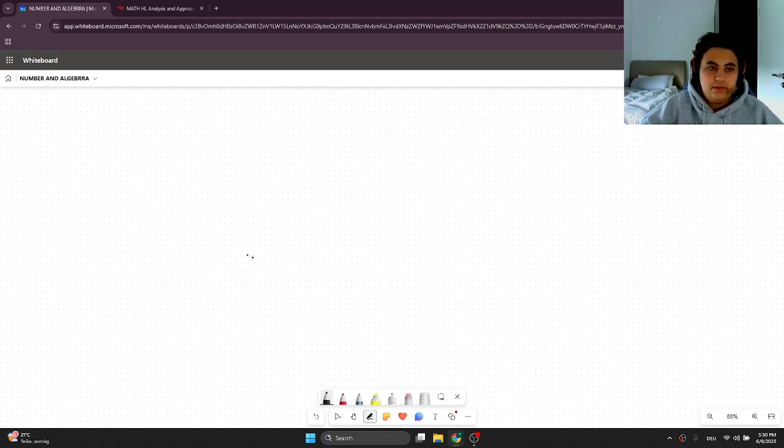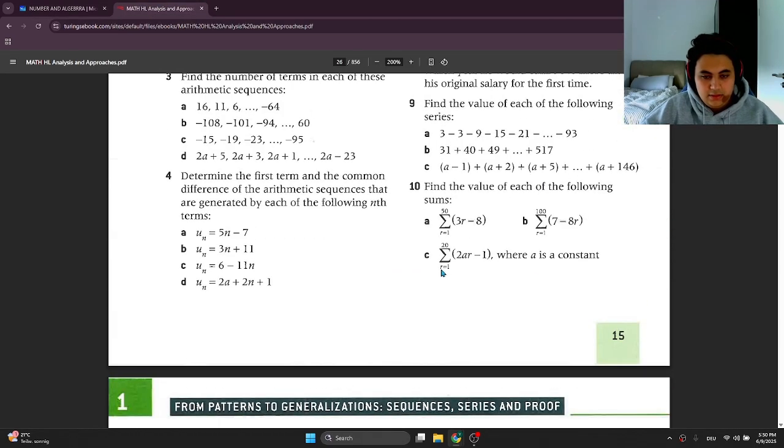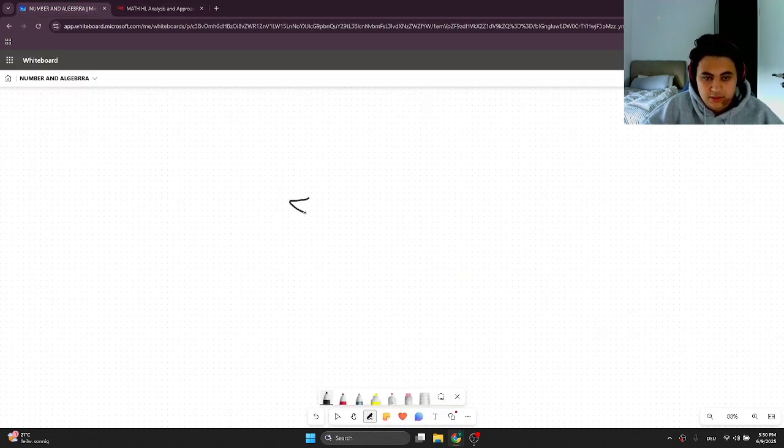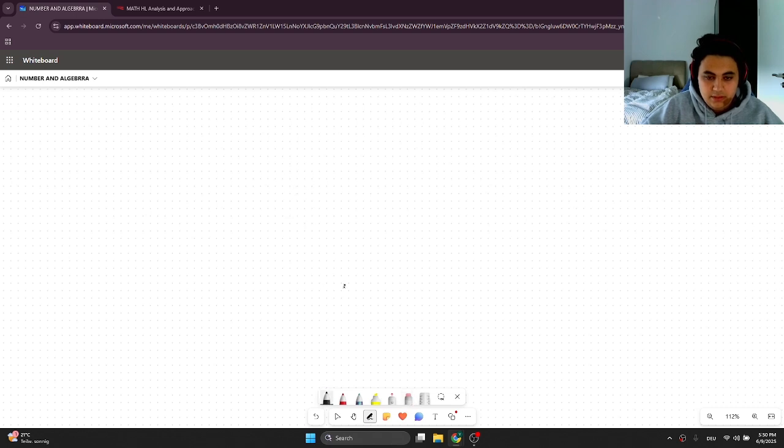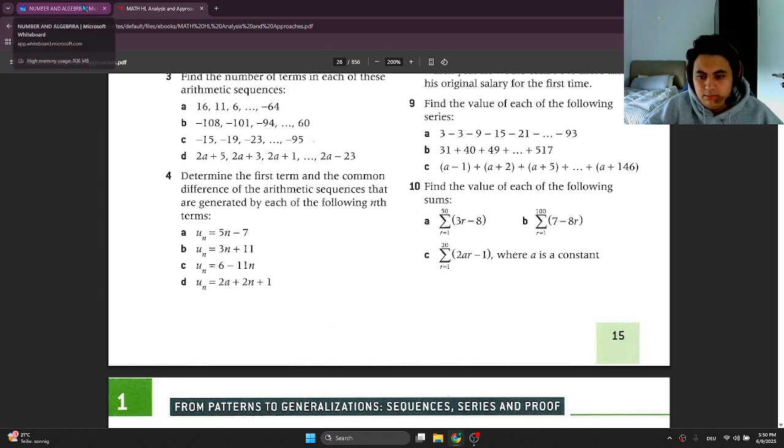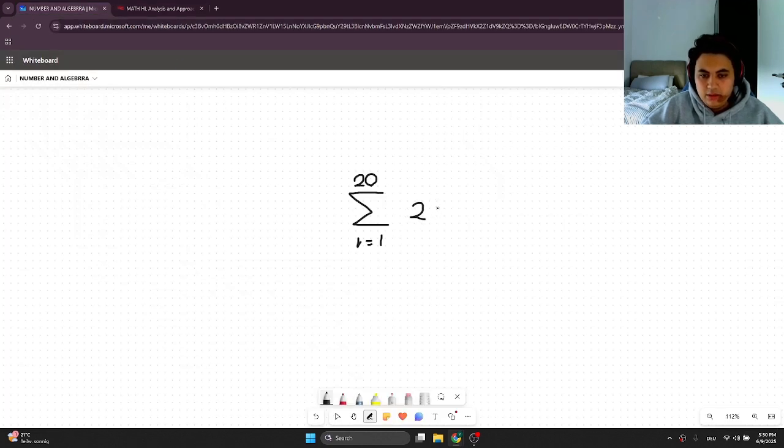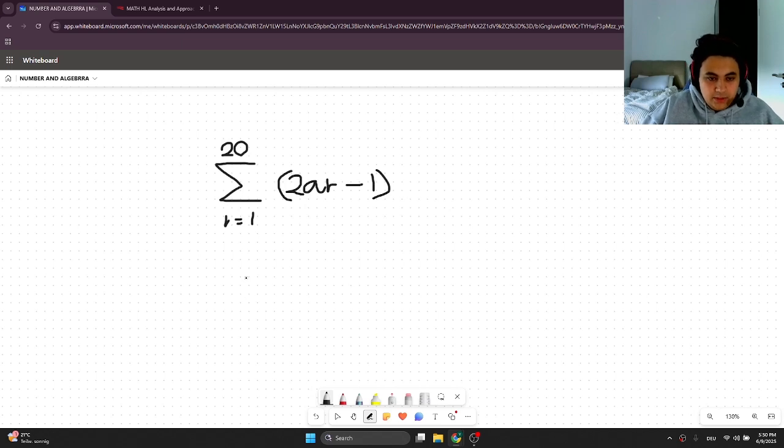Okay, now for the next one, the final one. We have 20, r equals 1, so sigma notation. So 20, r is equal to 1, and the expression is 2ar minus 1. Okay, so now we find u1 first and then un, which is u20, sorry.